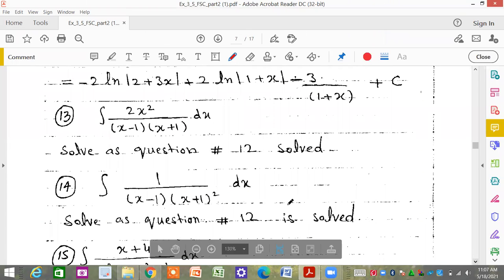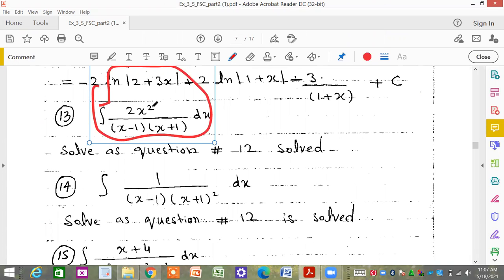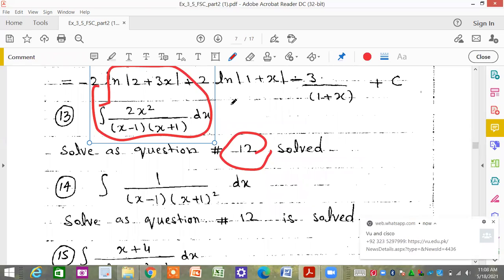Question number 13 is the same as question number 12. Why is this the same as question number 12? First of all, this is an improper fraction. So we know how to convert an improper fraction to a proper partial fraction.